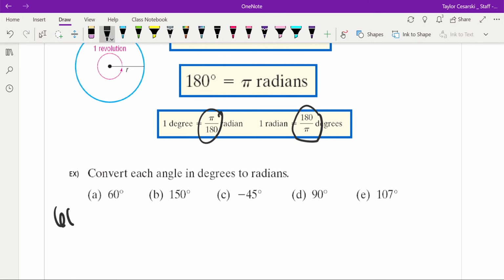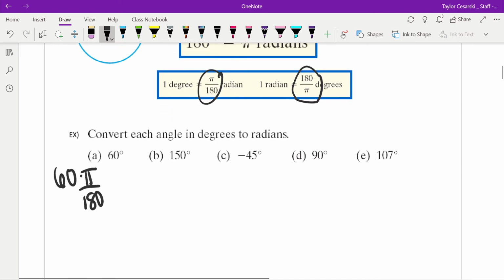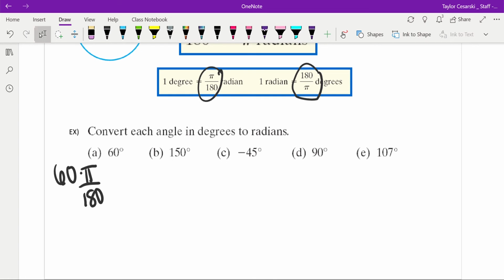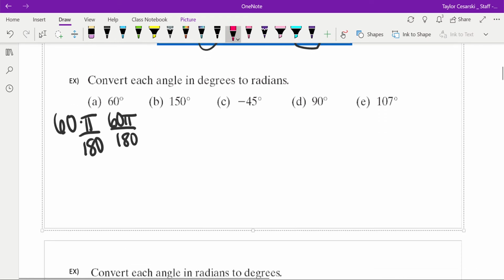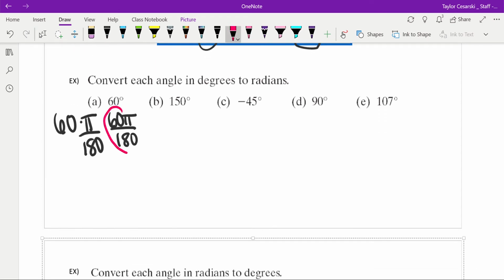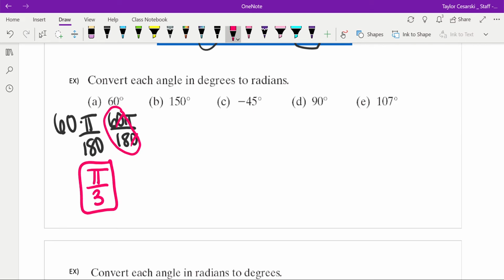You notice you have 60 degrees here. If we're going from degrees to radians, we're multiplying by pi over 180. If you get something like these, you should be able to simplify without a calculator. So I get 60 pi over 180. I know my final answer is going to have pi in it, so really I'm just trying to simplify this 60 over 180. Zeros are going to cross out. 6 over 18 is going to be pi over 3.